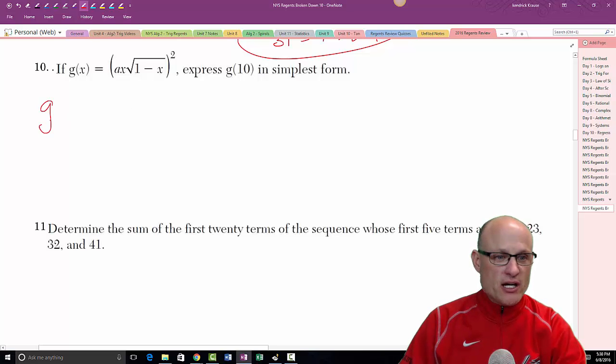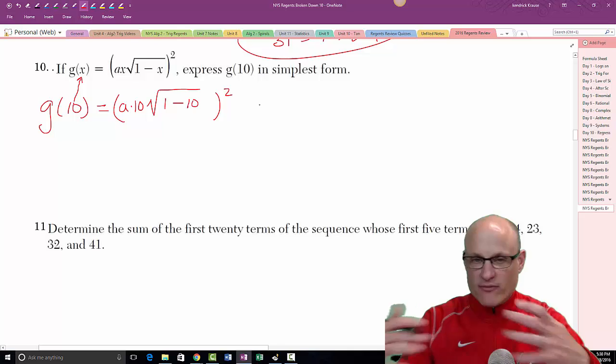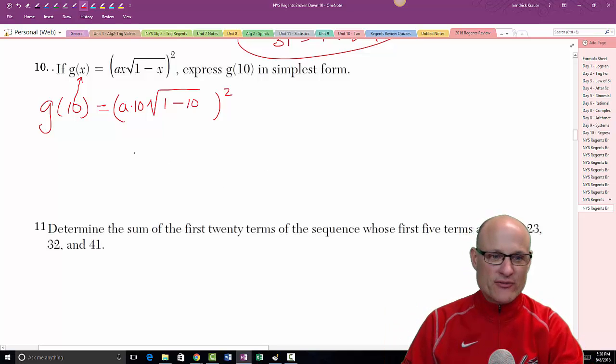So we have to do g of 10. Gee, this is going to be fun. Notice 10 is going in for x. We're going to go 10 in for x. So this is going to be a times 10 times the square root of 1 minus 10, and that whole thing squared. Well, let's take care of all the stuff that's inside the parentheses first. So this is equal to 10a times the square root of negative 9 squared.